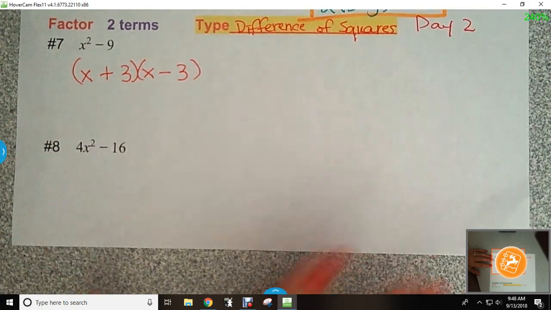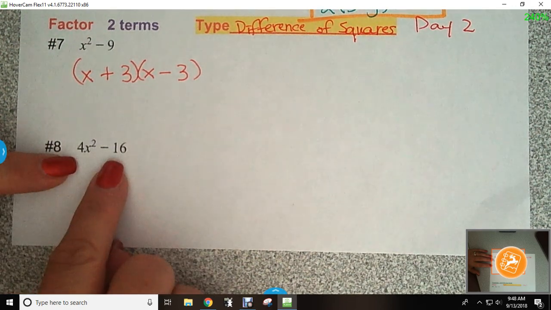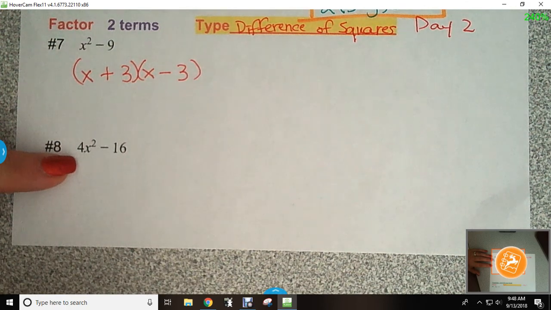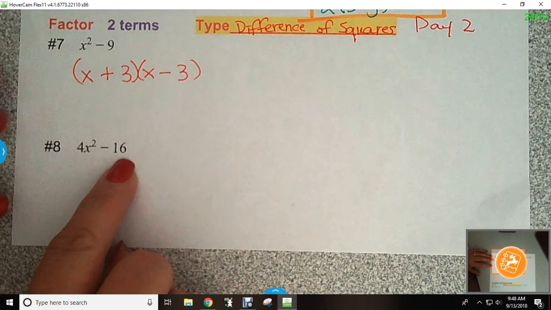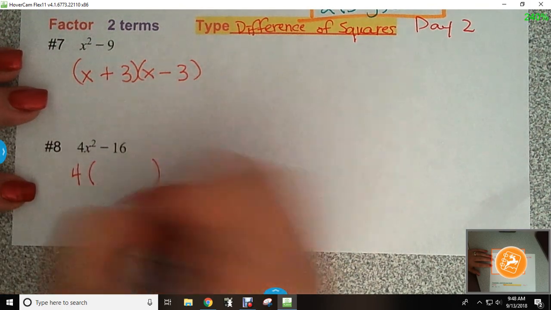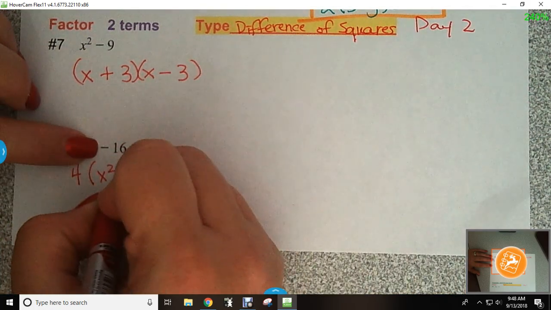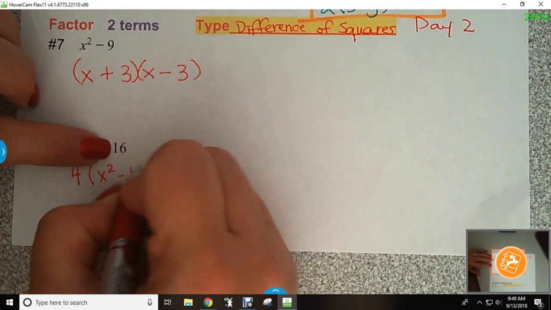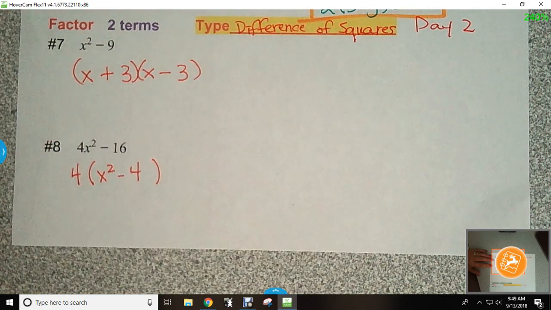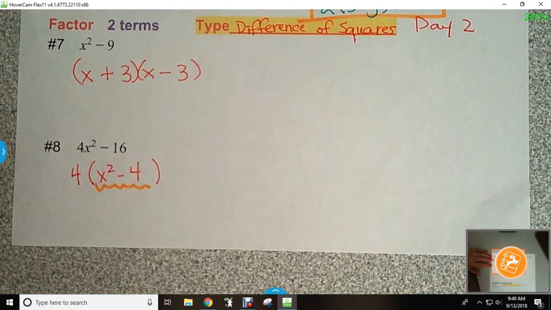Number 8. This one also has just two terms, but before I even get into counting the number of terms, I should be looking for a greatest common factor. And this time, both of these terms can be divided by 4. So if I divide both of those by 4, I'm going to be left with x squared minus 4. After I've done greatest common factor, I always want to look inside the parentheses to see if I can factor some more.